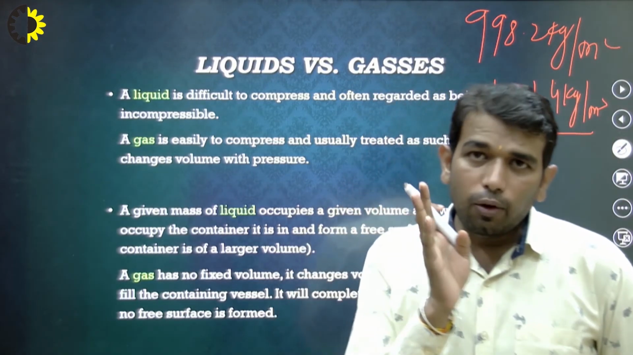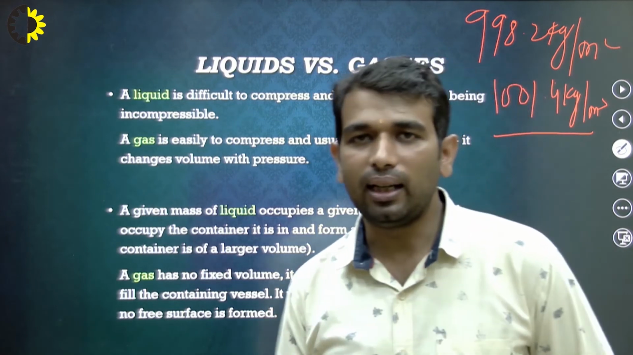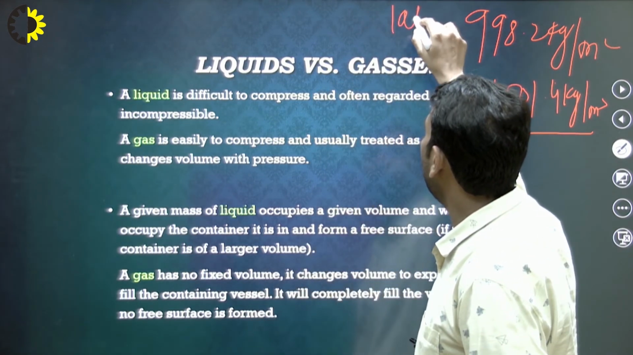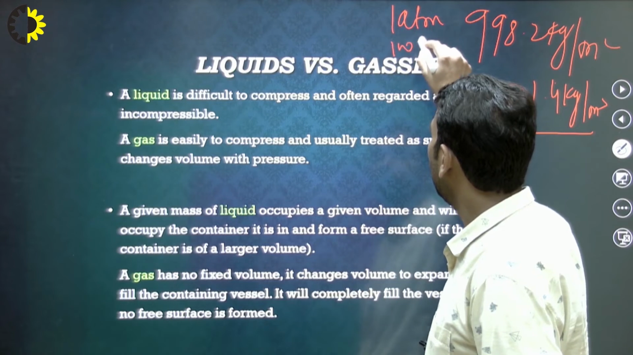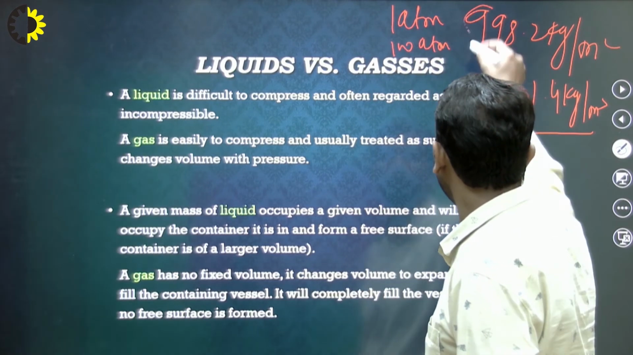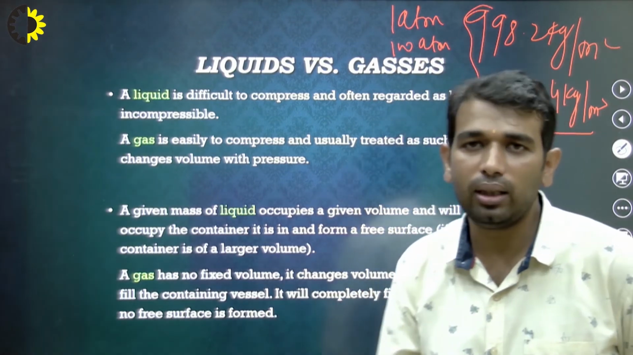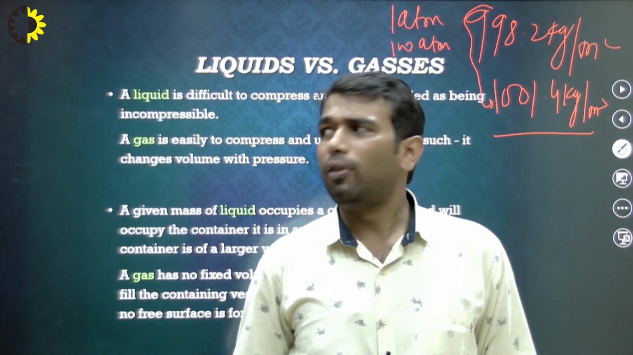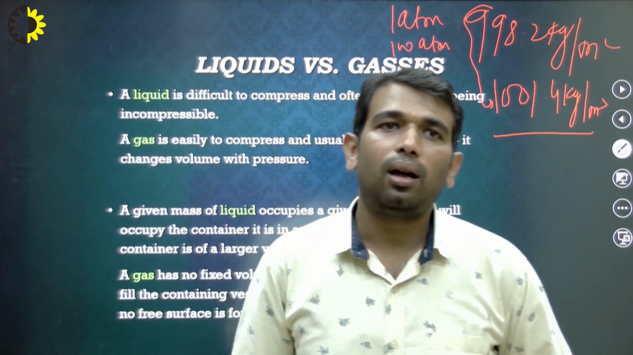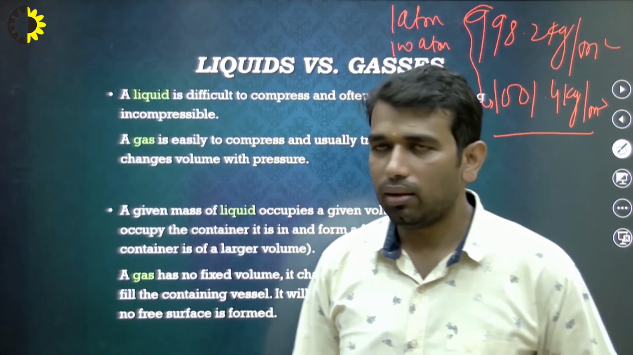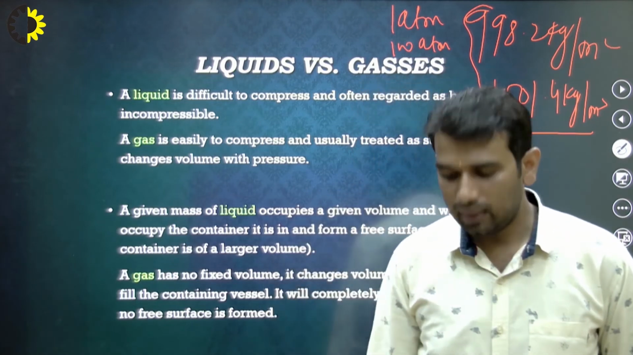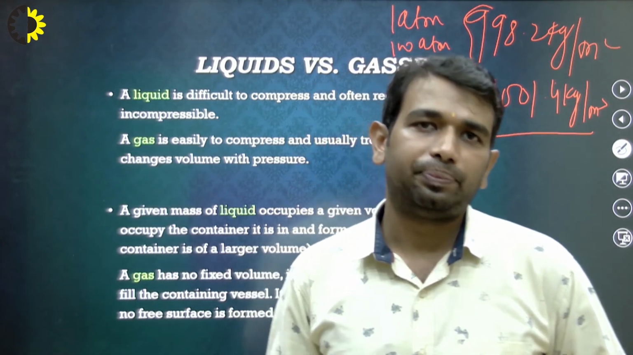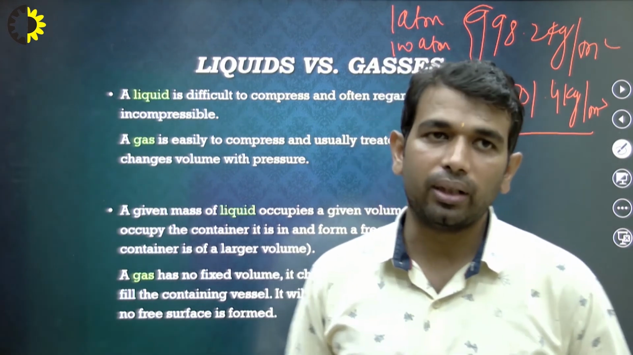So if you want to change this much density, you have to change the pressure from 1 atm to 100 atm. If you change this much, then only this small change in the density can happen in the case of water. I take the example. So very often liquids are incompressible in nature, and that's why we say liquids are very difficult to compress.